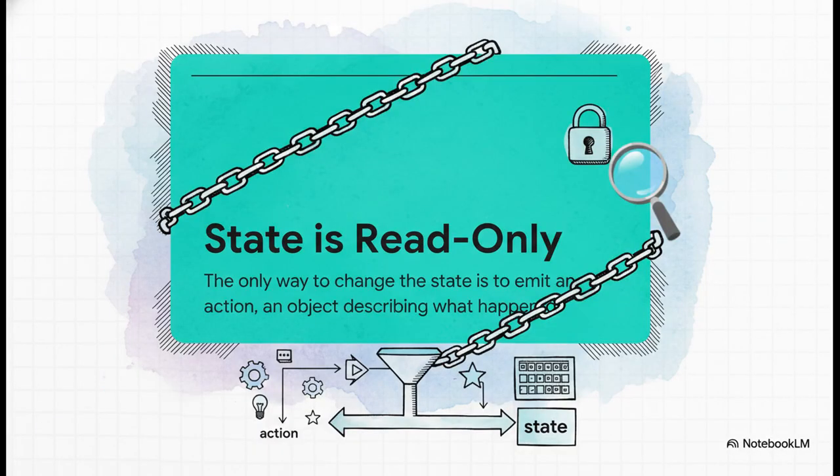Principle number 2, the state is read-only. Think of it like a museum exhibit. You can look, but you can't touch. You are not allowed to just reach in and change the state directly. The only way to make a change is to dispatch something called an action, which is really just a plain object that describes the change you want to make. This ensures that every single change is intentional and accounted for.